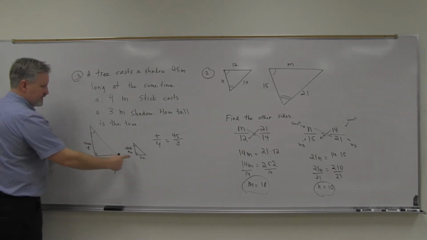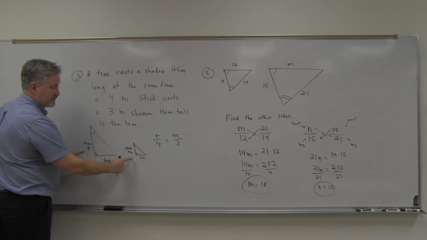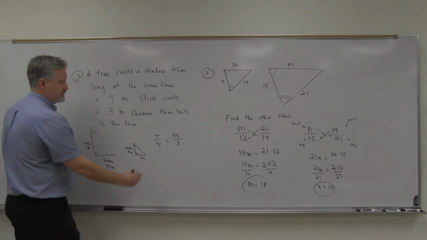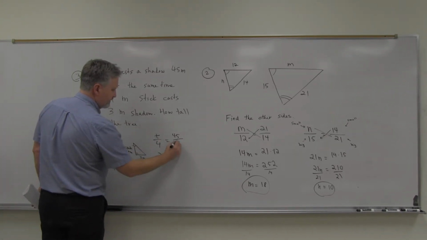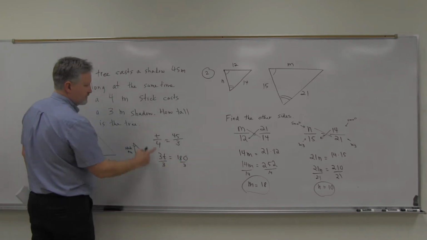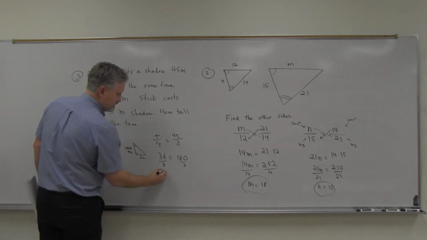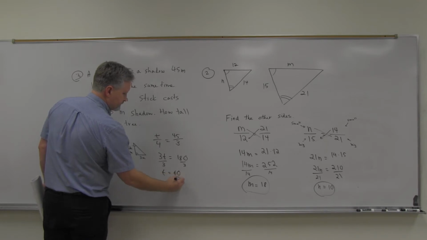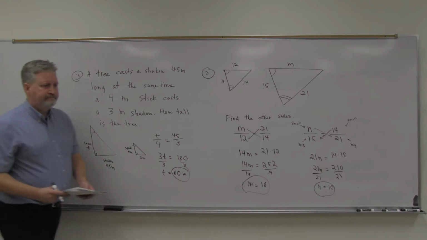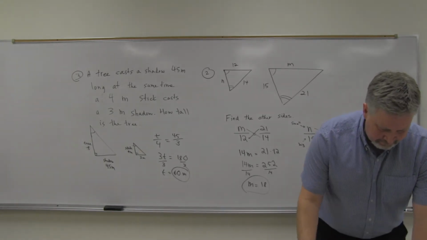Just set up the proportion. These two are in the same proportion as these two: 3 to 4, 45 to 3. So cross multiply, divide by 3. So 3t is 180, I believe, 45 times 4, is that 180? T would be 6. Is that all right? Okay. Questions on that one?